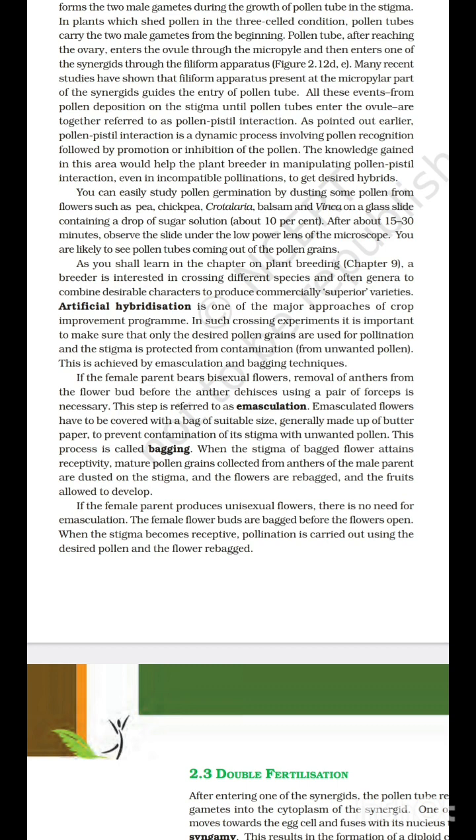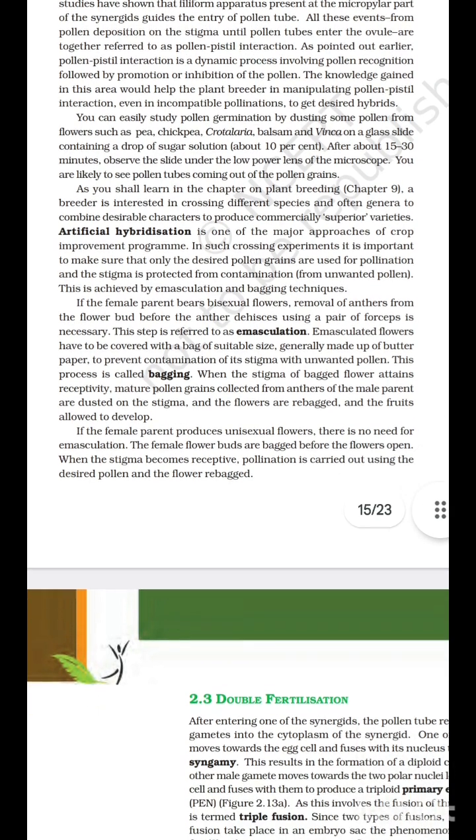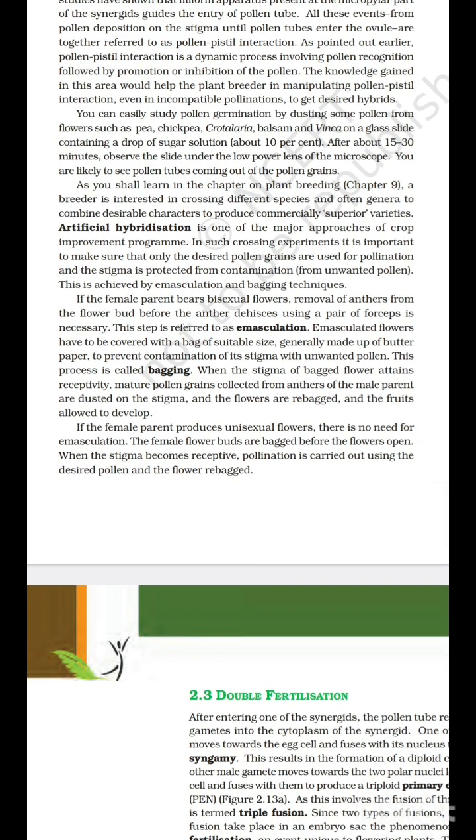Then about artificial hybridization. It is one of the major approaches of crop improvement programs. So what are the steps of this artificial hybridization? If the female parent bears bisexual flowers, removal of anthers from the floral bud before the anther dehisces, usually using a pair of forceps, is necessary. This step is referred to as emasculation. Emasculation is the step in which we have to remove the anthers from a flowering plant.